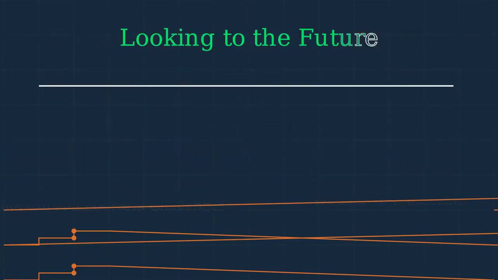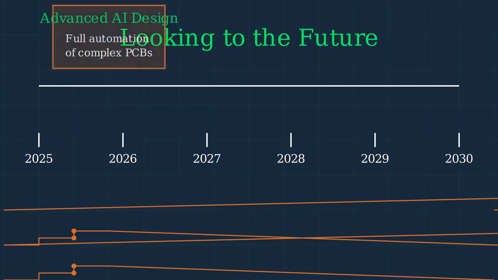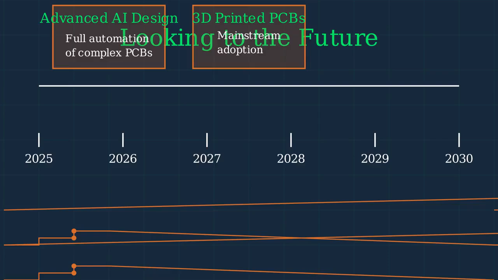Looking ahead to the future of PCB design, we can expect several key developments through the coming years. By 2026, we'll likely see even greater integration of AI in PCB design, with fully automated solutions for complex boards becoming standard. Around 2028, 3D printing technologies for PCBs are expected to reach mainstream adoption, enabling rapid prototyping and custom designs with unprecedented geometric complexity.